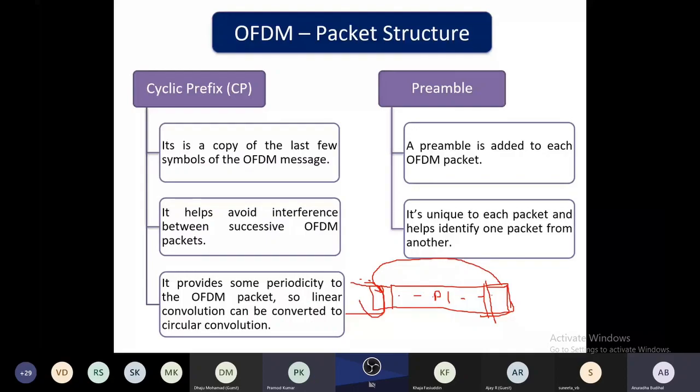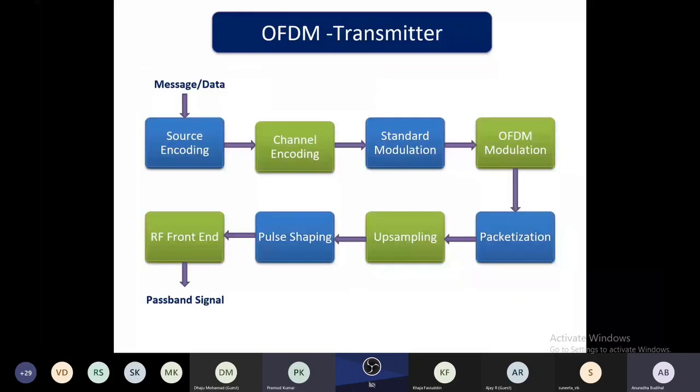So next is the transmitter, how it's been designed. First the message data will be there, we do source coding and channel coding, standard modulation, that is QPSK, BPSK, and then the OFDM modulation. In OFDM modulation, I will be going through what is inside. And then we packetize, upsample, pulse shape, and the RF front end, that is the USRP, will transmit it. As we can see, all of this is similar to the SISO code. The only extra thing that has been added is the OFDM modulation.